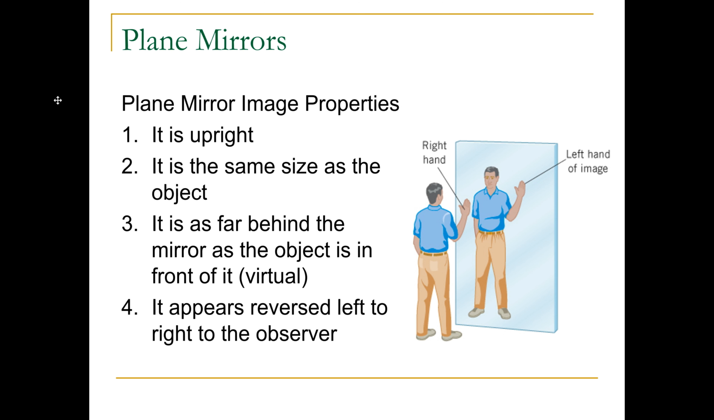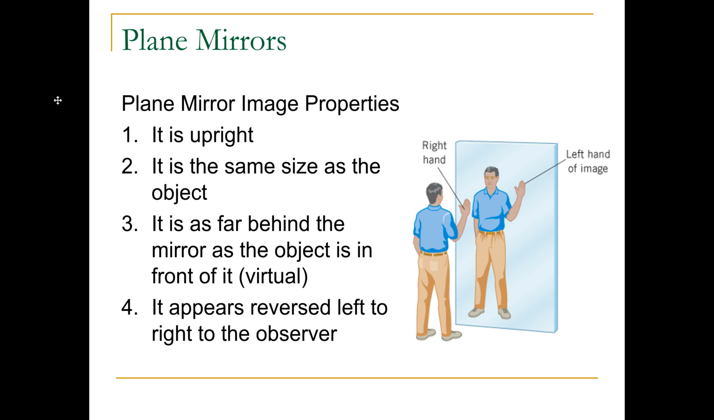So with plane mirrors, you always get the same type of image being produced with the following properties. The image is always upright. It's always the same size as the object. It's always as far behind the mirror as the object is in front of it. And remember that being behind the mirror means that that image is virtual. And the image appears reversed from left to right to the observer. But keep in mind it's not actually reversed.